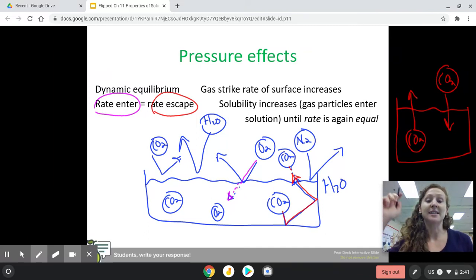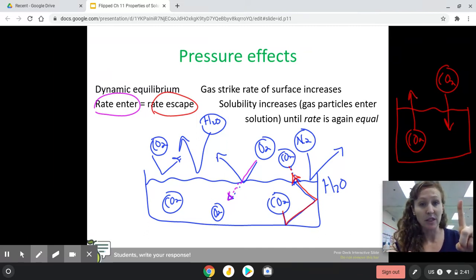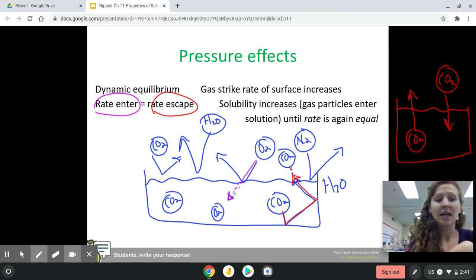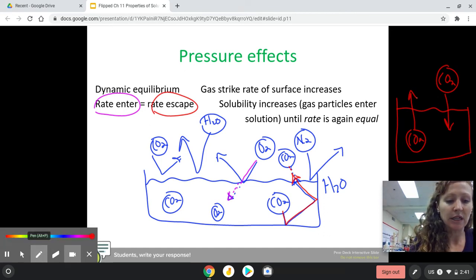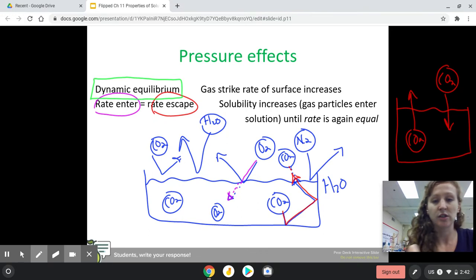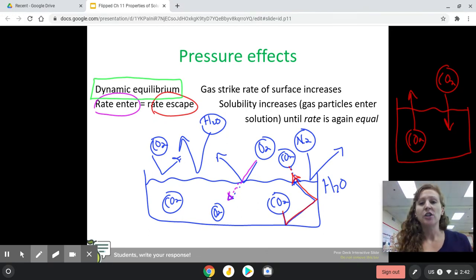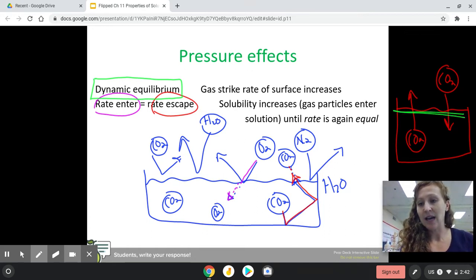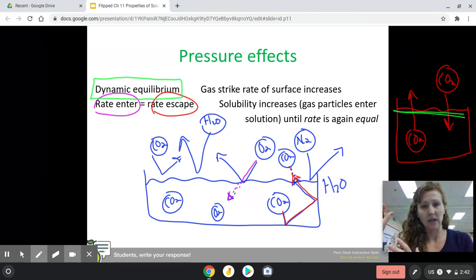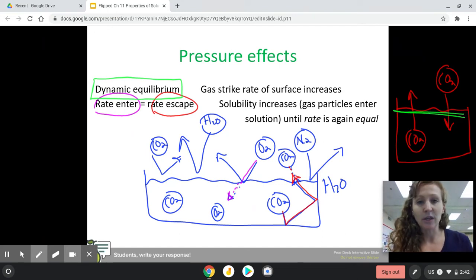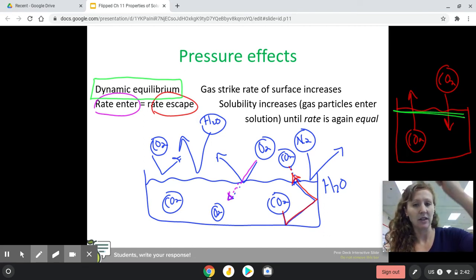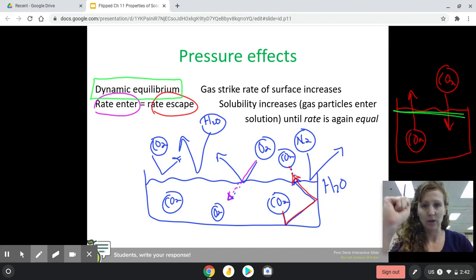If the gas is entering the solution and escaping the solution at the same rate, then we are going to be in a dynamic equilibrium situation again. So remember, dynamic doesn't mean that whatever's trapped inside stays inside, whatever's trapped outside stays outside. Dynamic means we're continually having things enter, we're continually having things leave. That would be the dynamic piece. There's still change going on.